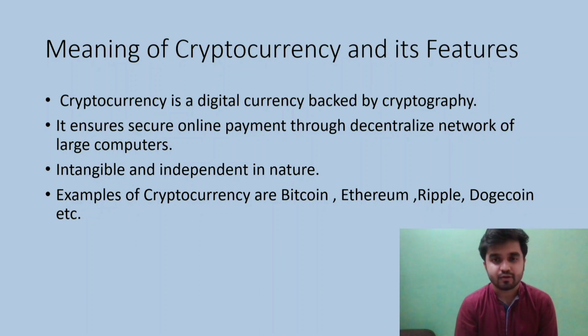Some of the features of it are: it is a secured online payment through a decentralized network of large computers, and as it is a digital currency, it is intangible in nature and independent. Some examples of cryptocurrencies are Bitcoin, Ethereum, Dogecoin, and Ripple.